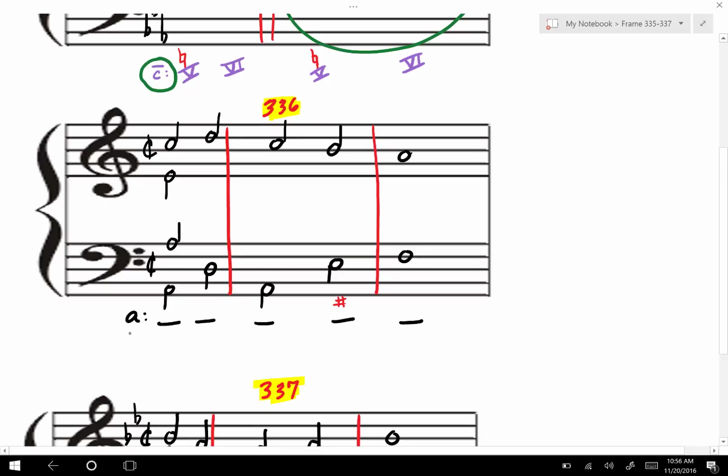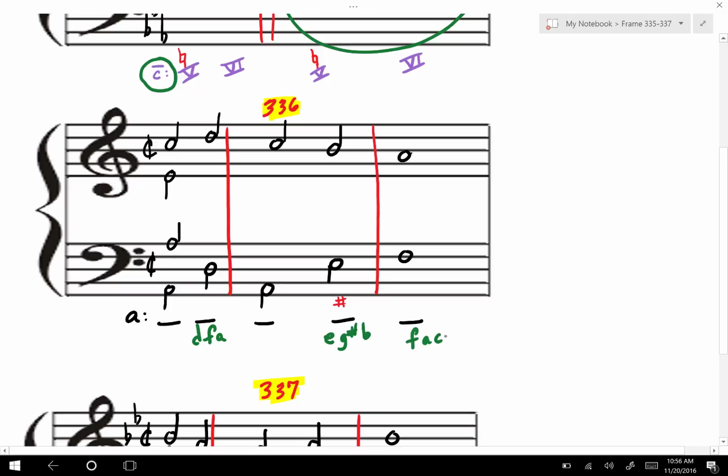If we head on over to frame 336, we're given a key signature, A minor, and we need to provide a Roman numeral analysis and fill in the missing chord tones. So, first, as always, let's build our triads. We need to build a D, F, A here. We need to build an E, G sharp, B here, and we need to build an F, A, C here.